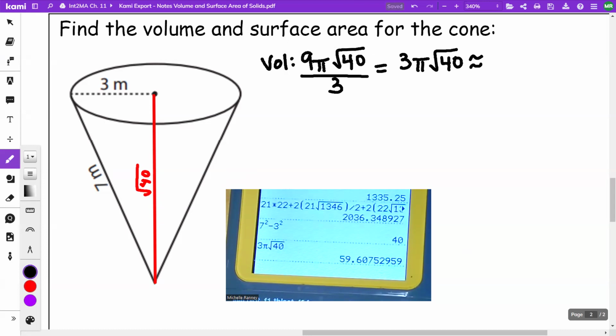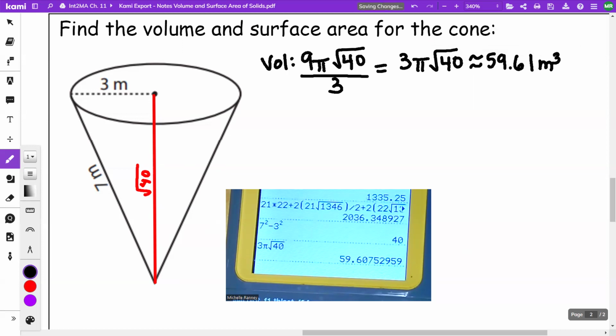I end up getting 59.61, and that's going to be meters cubed.